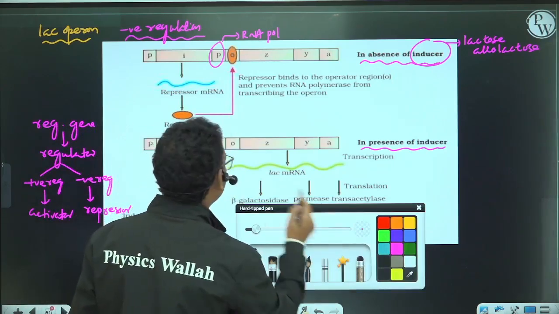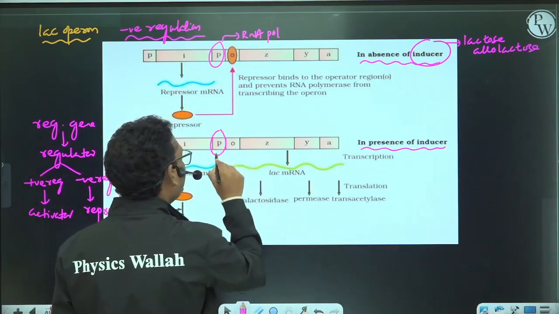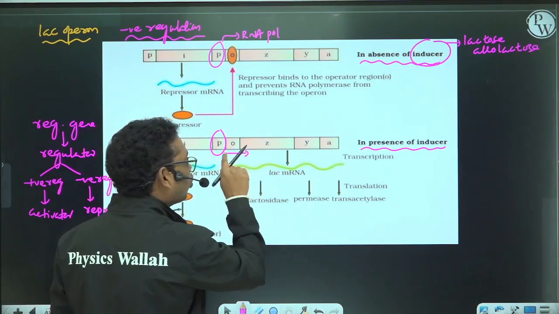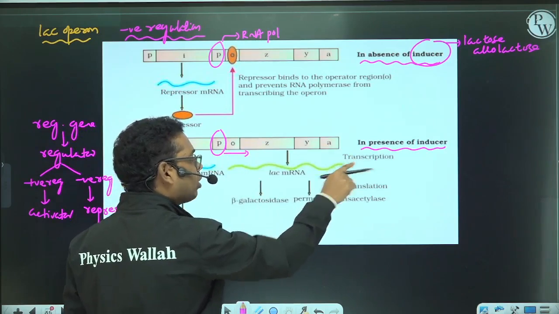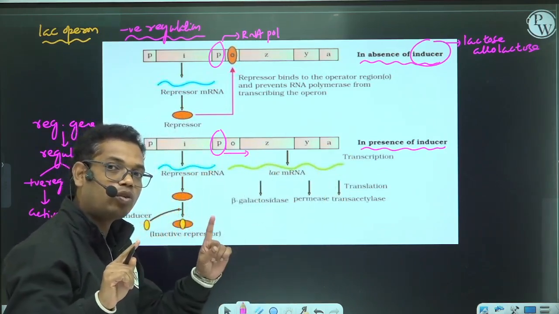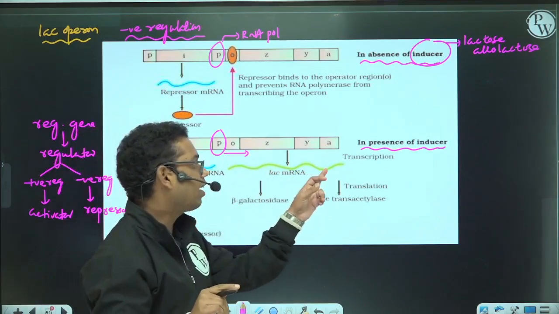The RNA polymerase will go and bind to the promoter. Now this will move forward. When it moves forward, transcription will take place, so it will produce the mRNA. How many mRNA is produced? At one time, only one mRNA is produced. So this is lac mRNA.